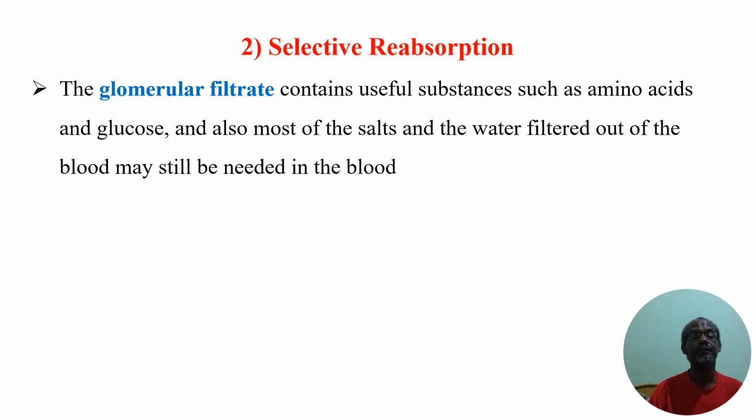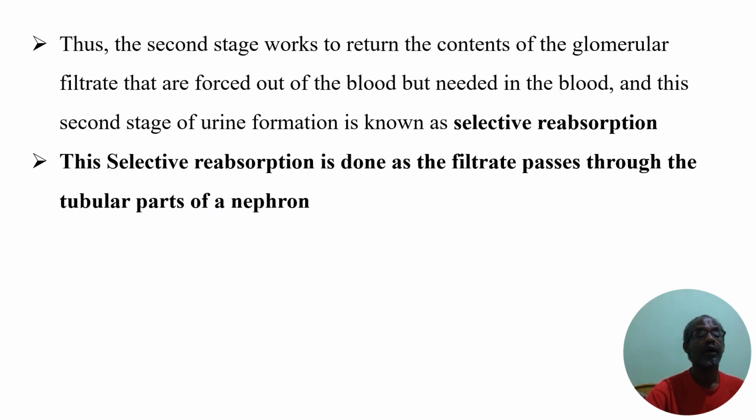You see, that's how the second stage works. The second stage, which is known as selective reabsorption, works to return the contents of the glomerular filtrate that are forced out of the blood but needed in the blood. And this second stage of urine formation is known as selective reabsorption. You see, as the GF, the glomerular filtrate, moves slowly through the different parts of the tube systems, you see, the tubular part.